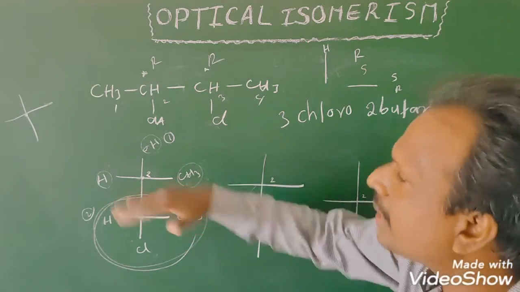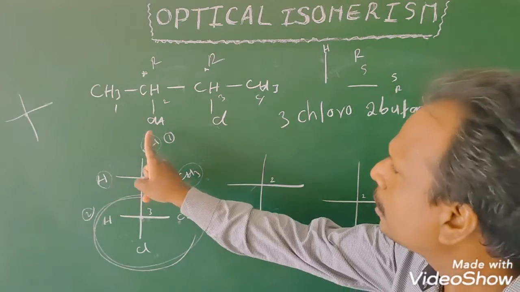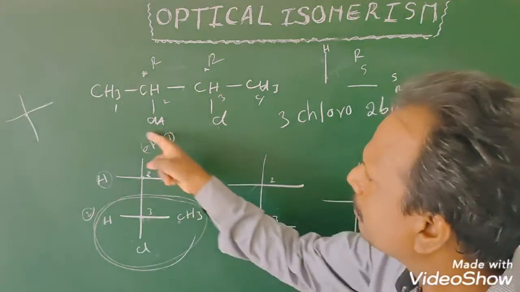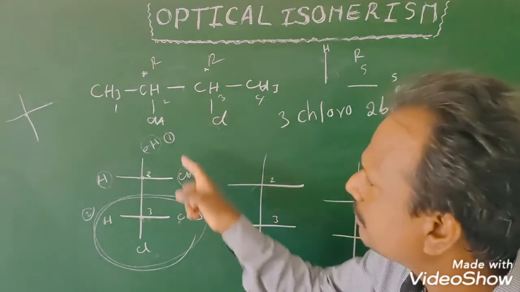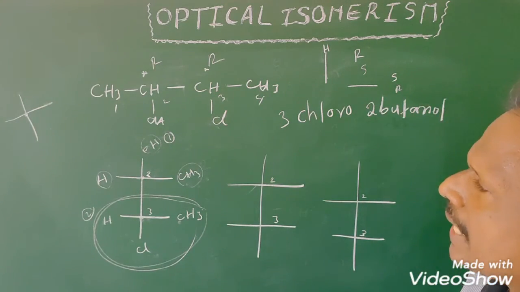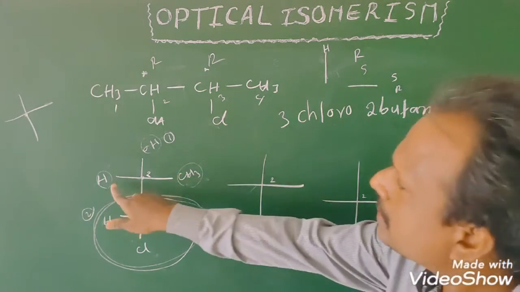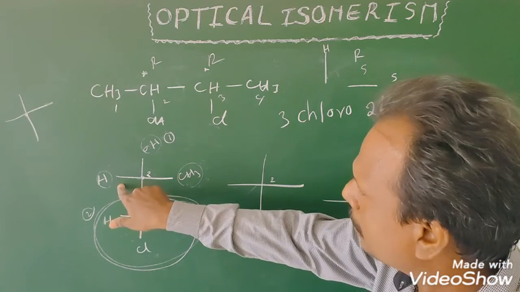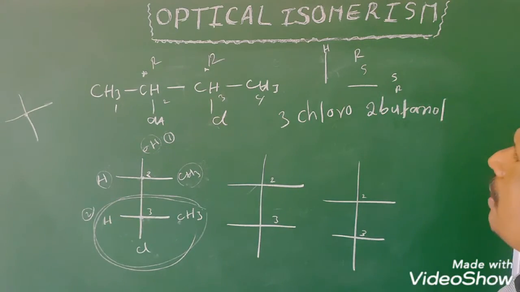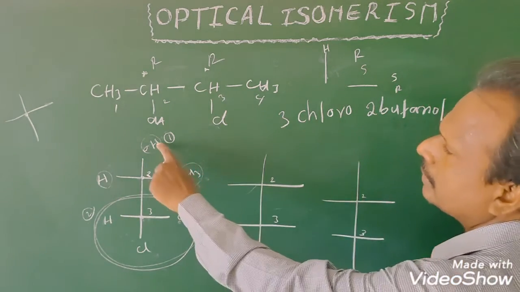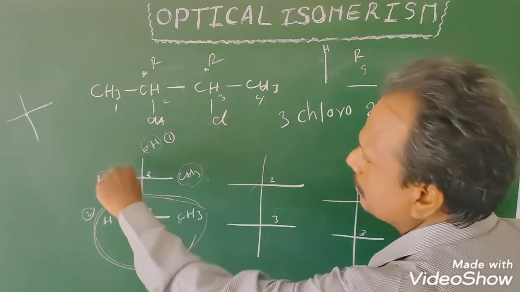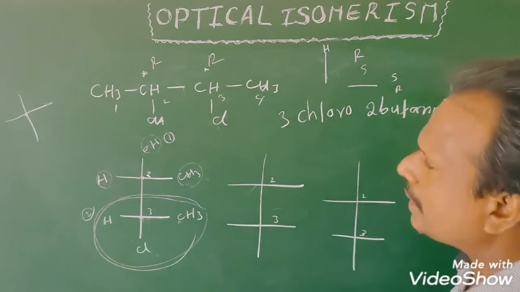So here the small group is H. It is in horizontal. So the numbers are 1, 2, 3. The numbers are in anti-clockwise. So what is the chirality? H is in vertical. Sorry, H is in horizontal. So chirality will be, for clockwise it is S, so for anti-clockwise, the chirality is R.